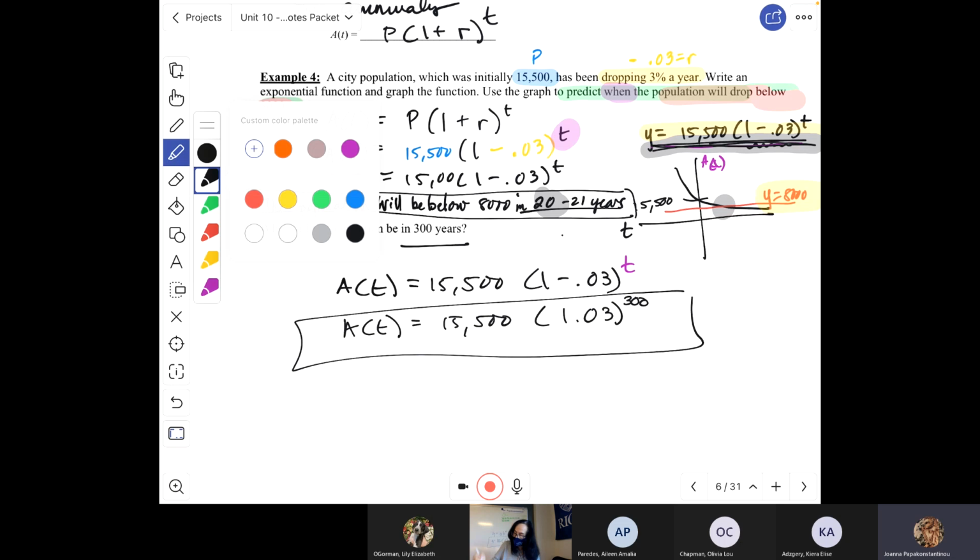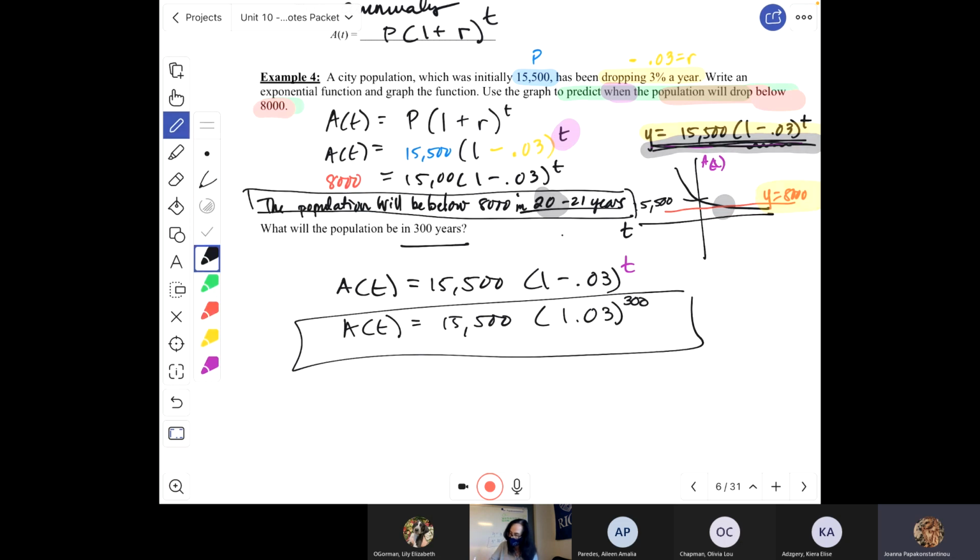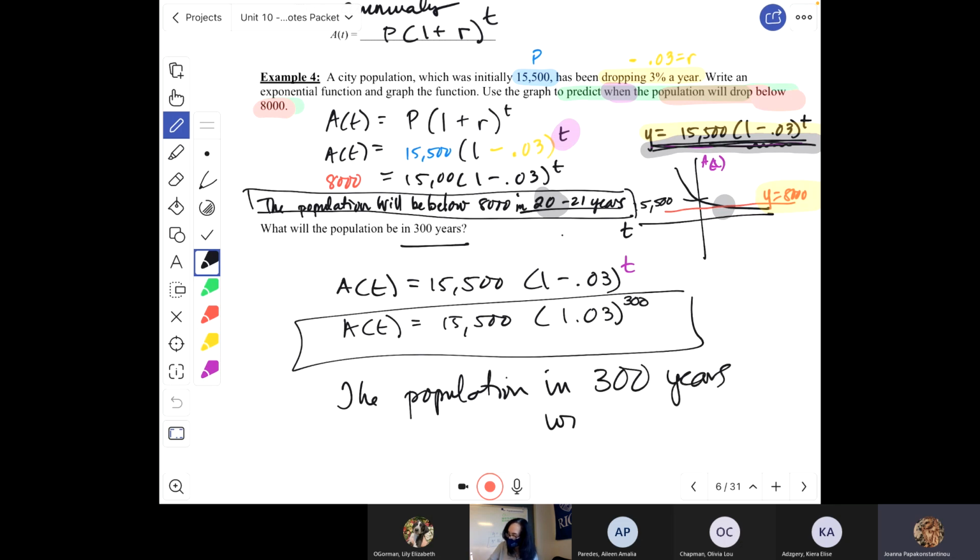What do we get for this one? 8,000. So what did we get for the answer? What will the population be in 300 years according to this model? Can anybody answer? Anybody? Yeah, so approximately one person. Based on this model, we can't have half a person, right? So we're rounding down. Approximately one person.